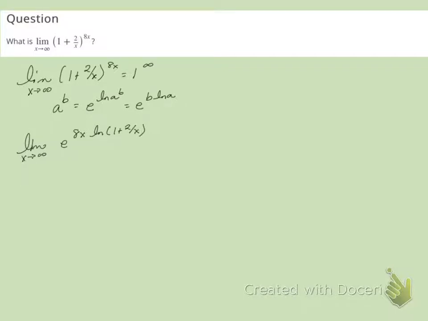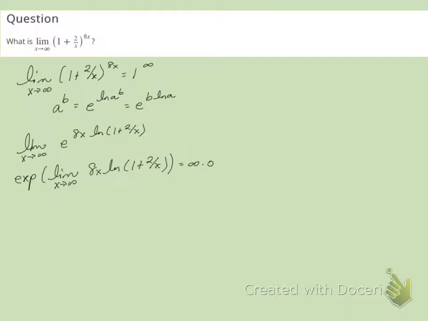And since e is a continuous function, we can pass the limit through that function, and we're going to use that notation of the exponent. And we will then have this. Now, if we look at this limit as x approaches infinity again, 2 over x is going to go to 0, so I'll have ln of 1, which is 0, and now we have infinity times 0.